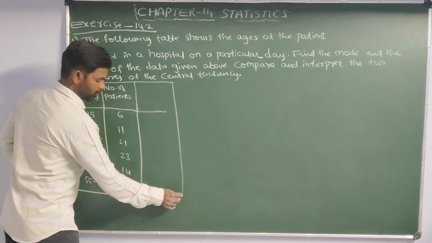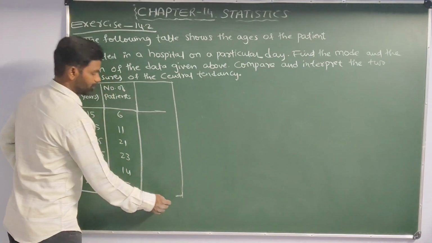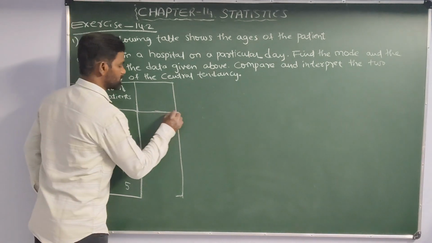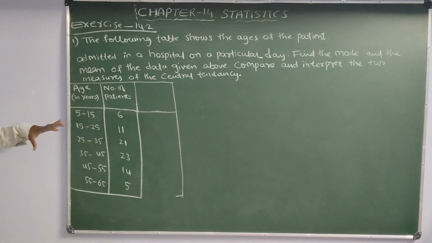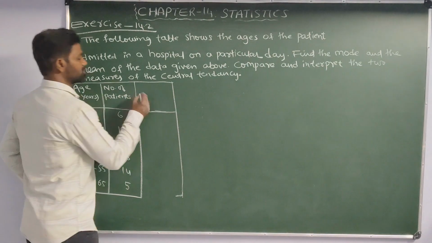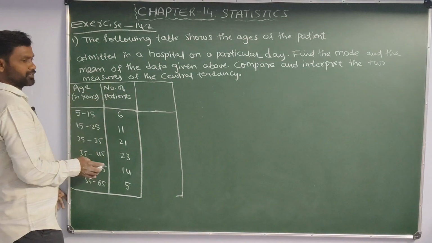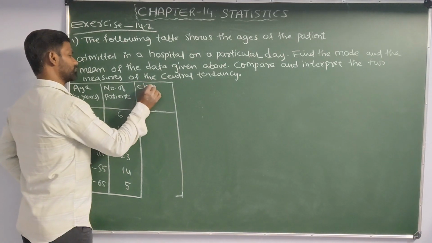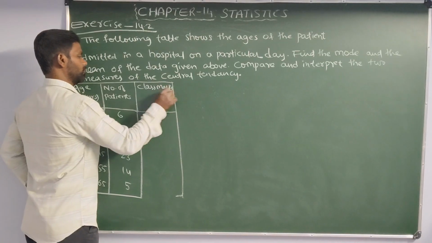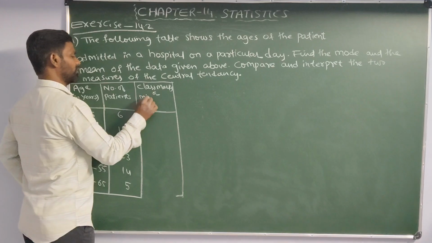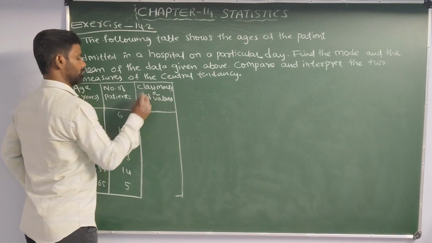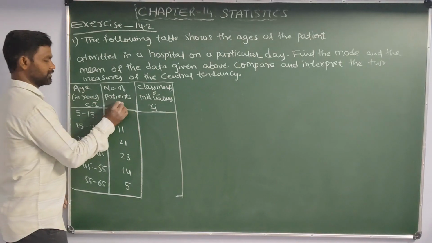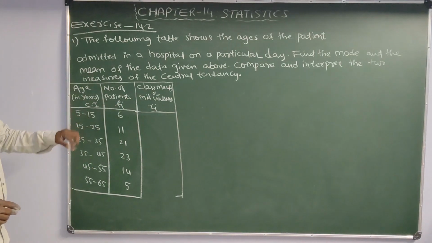There are three methods. Out of the three methods, we have to apply one method. Better you use the step deviation method. So for finding mean, what is the first step? After writing the table in this form, the first step is we have to find the class marks or mid values, that is xi. These are the class intervals and these are the fi's. How to find these class marks?